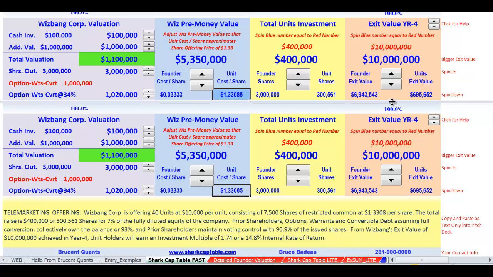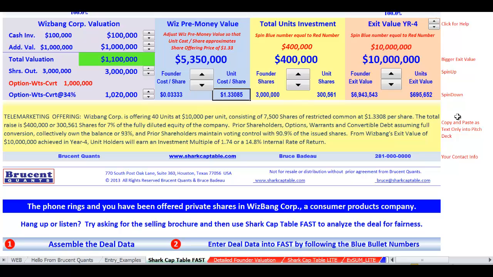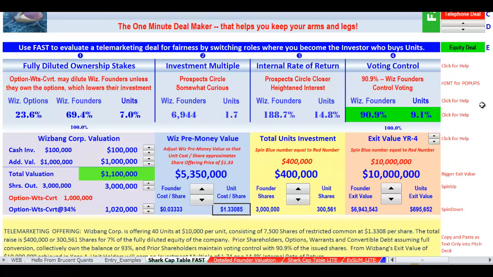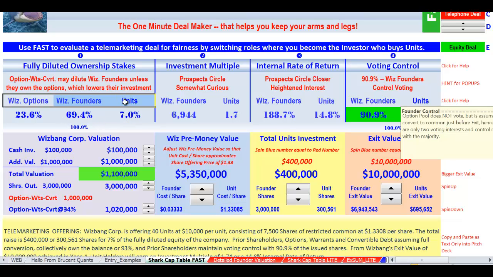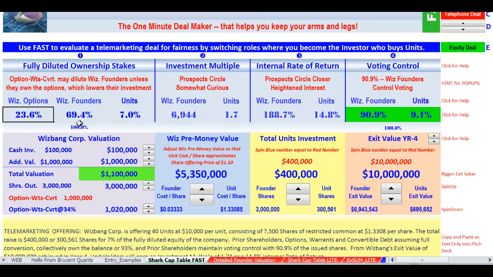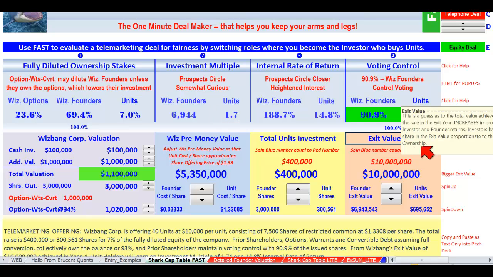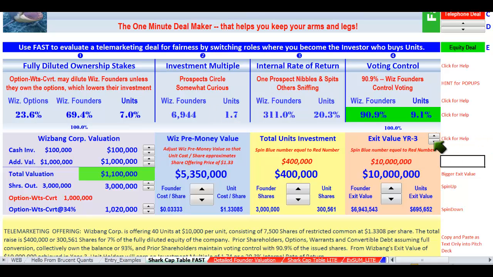So now, let's unsplit the screen, and let's go look at what we've actually done. Let's read across the top here. The overall ownership of the company is 23% warrants, 69% Whiz founders, and you, the unit holders, as a group only own 7%. The unit holders, if they sell in year 4, and oh, by the way, we have to make that year 4. Actually, we make it year 2 because that's what they wanted.